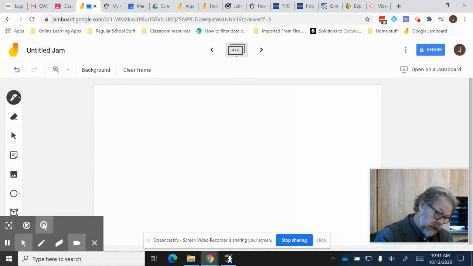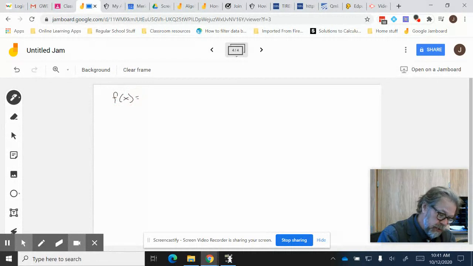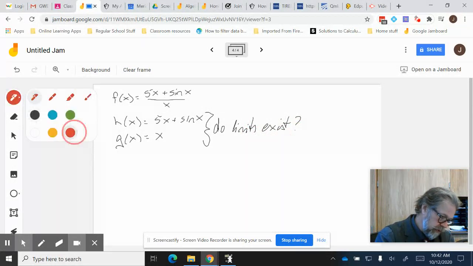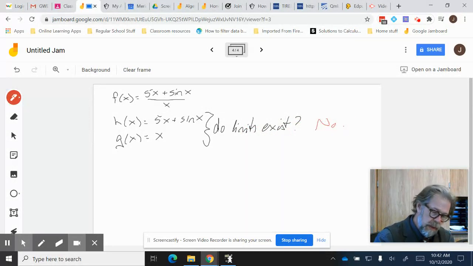Okay, very quickly, I just want to go back to f of x, which was 5x plus sine x over x. I want to split this up into two functions: h of x equals 5x plus sine x, and g of x equals x. The question is, do these limits exist? And the answer is, of course, no, they don't. They both go to infinity.